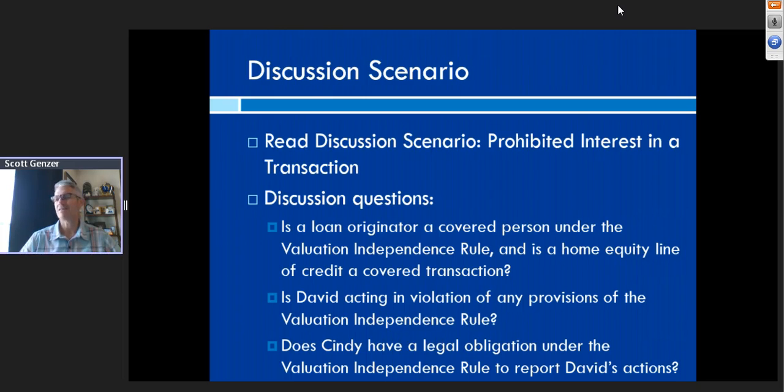So the originator says, oh, this transaction doesn't count, and I'm not restricted here. Is this a covered transaction? Is it an extension of credit on a principal residence? It is. So it's a covered transaction. So does that make him, the originator of the loan, a covered person under the transaction? Right. So what's our first scenario?